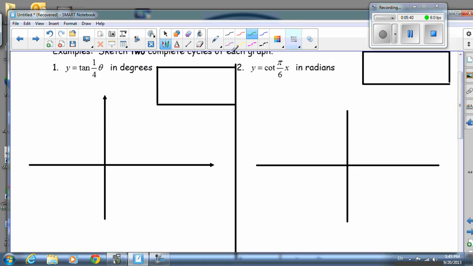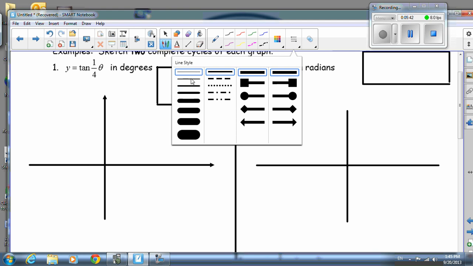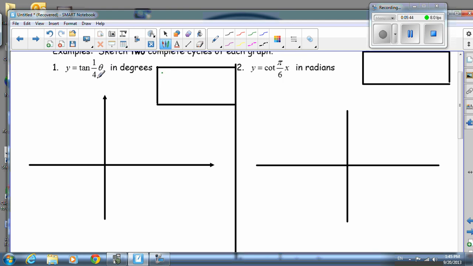To graph this, I will start by saying, what is the value of b? B is 1/4, so the period is equal to, here is pi. Since theta is in degrees, I will say 180 over 1/4. And if you divide 180 by 1/4, what should you get? You should get 180 times 4 instead, which is 720.